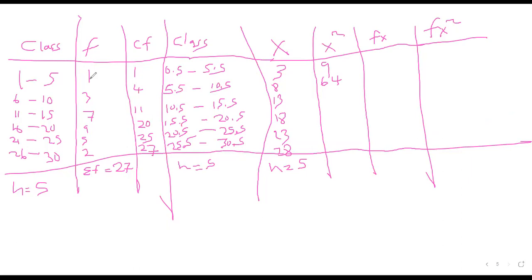So the f is 1 times, so we can put this column 1, column 2, column 3. It's simply column 1 times column 2. It's simply column 1 times column 3. So 1 times 3, we get a 3 there. 1 times 9, we get a 9 there. Then we go to the next one. 3 times 8 is what? 24. And again, 3 times 64, we get 12, carry 1, 19, 192. The mistake people make is squaring this to get this column.